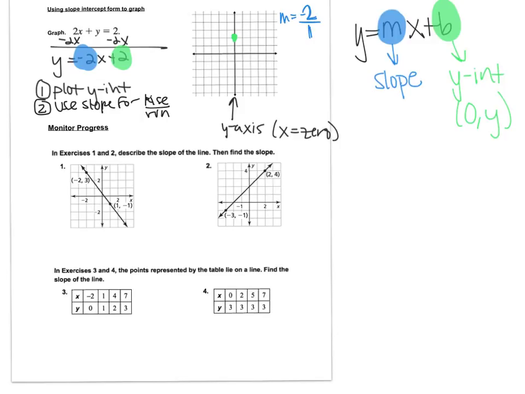So I'm going to take my y-intercept, and I'm going to go down 2, and I'm going to go to the right 1. Why did I go down 2? Because my slope is negative. I could also go up 2 to the left 1. That works as well. And then you'll just continue the pattern to draw your line. I know it's not a perfect line, but this is how you graph in slope-intercept form.